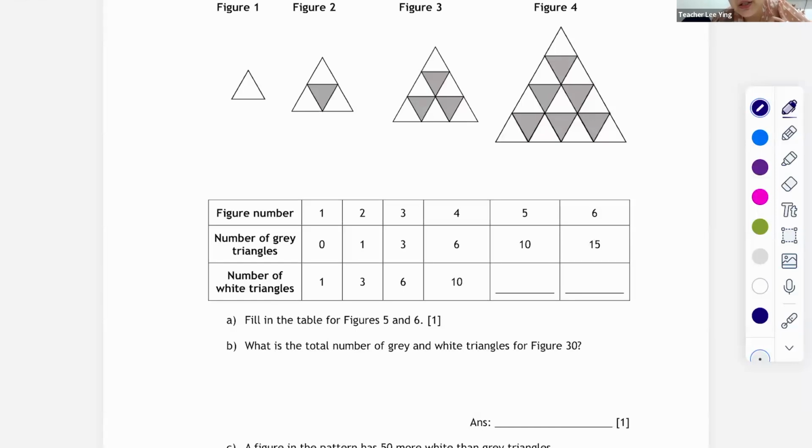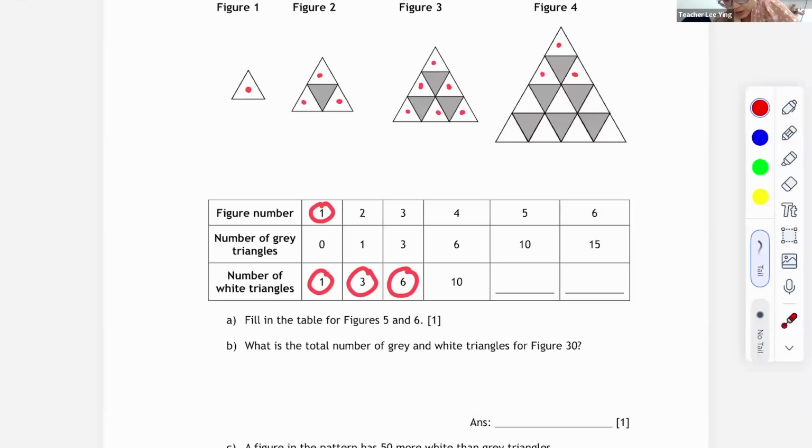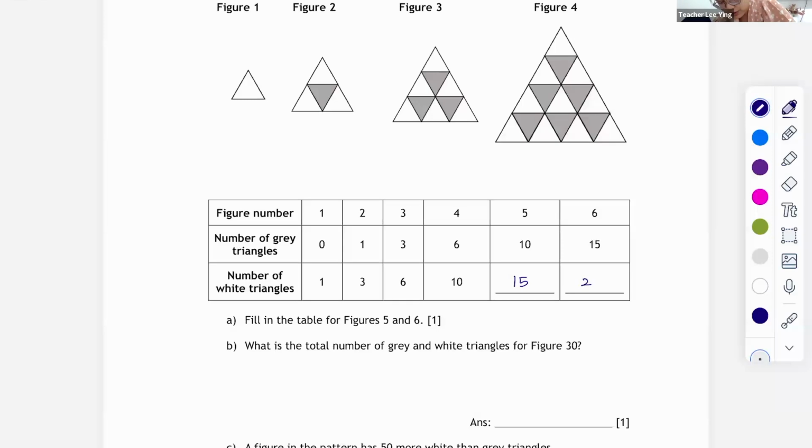So we see some triangles over here. They are white and gray identical triangles used to form figures that follow a pattern. We are told about the figure number. We can see that the white is 1 at first. Then it becomes 1 plus 2, so that's 3. 1 plus 2 plus 3 gives me 6. 1 plus 2 plus 3 plus 4 gives me 10. So this must be 1 plus 2 plus 3 plus 4 plus 5, then 1 plus 2 plus 3 plus 4 plus 5 plus 6. So that's 21.